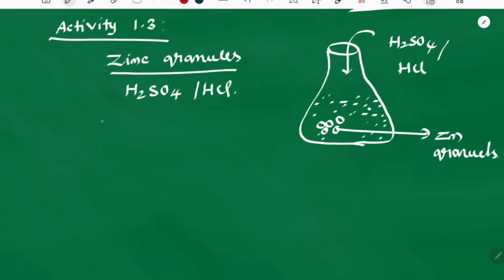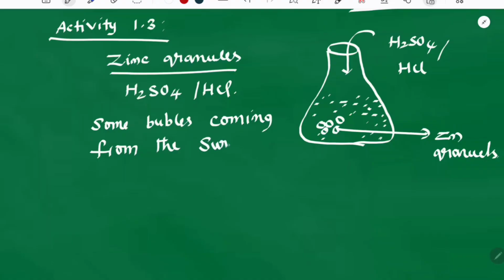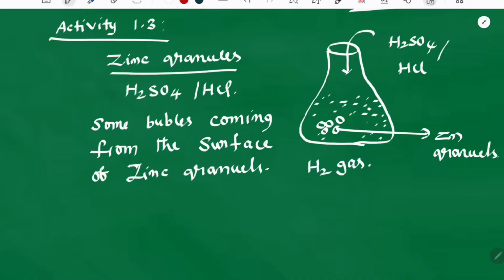What are we observing here? Some bubbles coming from the surface of zinc granules. So what are these bubbles? These bubbles contain hydrogen gas.